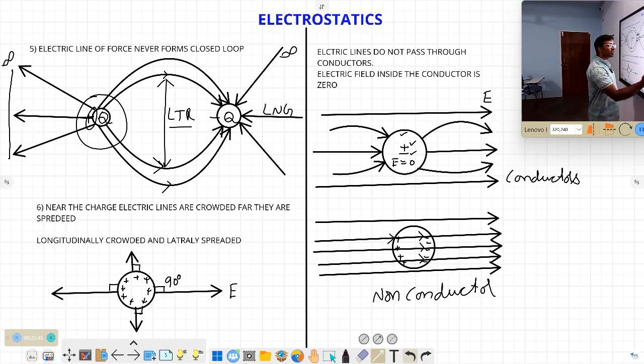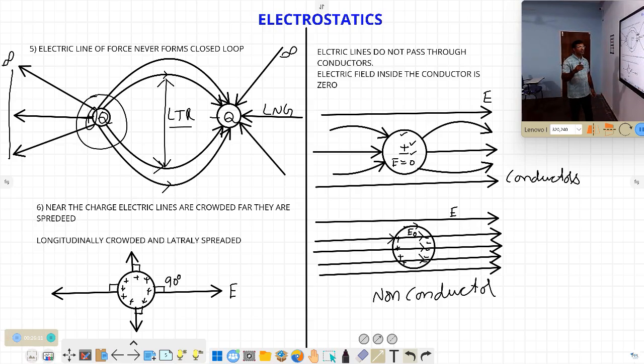as positive on one side and negative on the other side, which creates the electric field inside, which we call the induced electric field. This is the actual electric field, and inside the conductor the electric field that exists is called the induced electric field. Due to that, I can say that electric lines are going to pass through non-conducting materials. So electric lines do not pass through conductors and pass through non-conductors. This is also one of the most important properties of the electric lines of force.